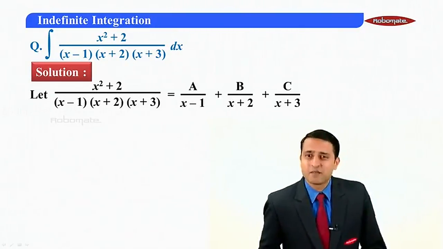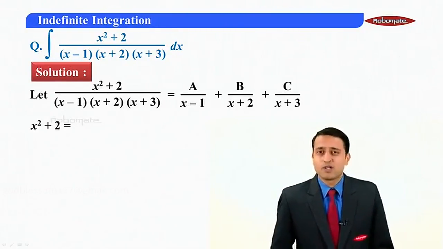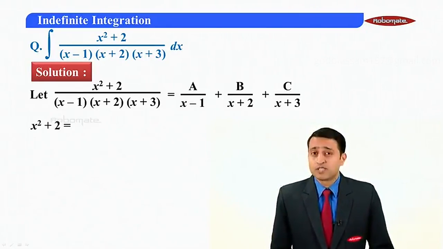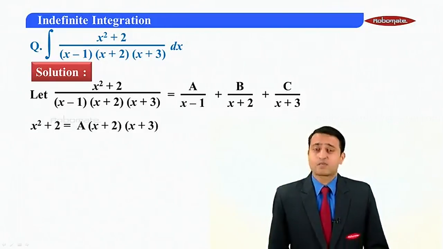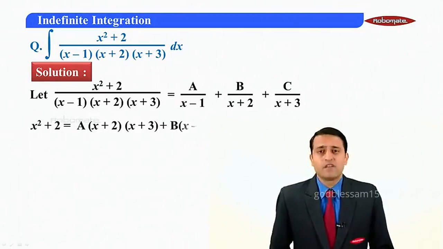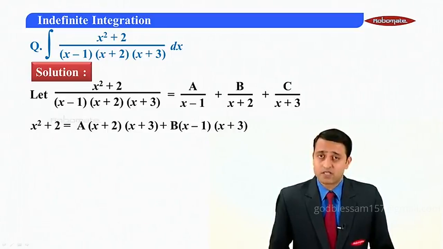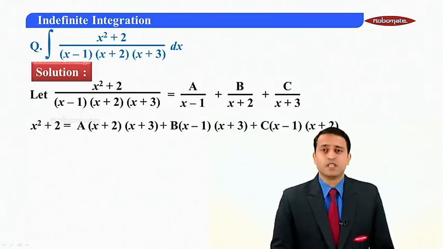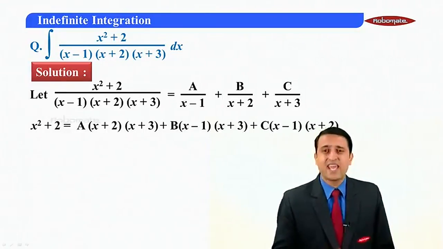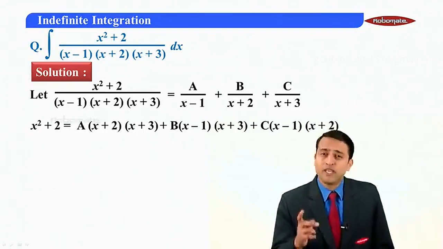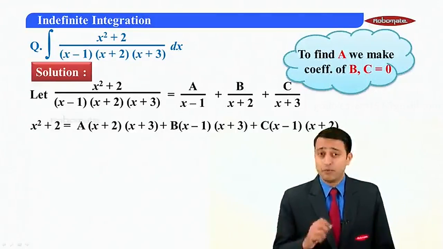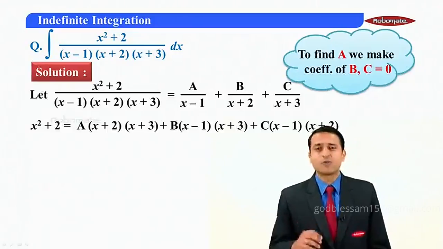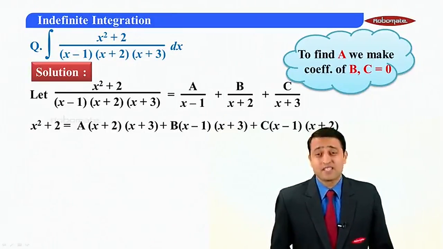We will take LCM. So we will write x² + 2 is equal to. Now when I take LCM, a will be multiplied by 2 terms, precisely (x + 2) and (x + 3). Likewise, b will be multiplied with (x − 1) and (x + 3), and c will be multiplied with (x − 1) and (x + 2). Now my dear students, to find a, I have to make both b and c 0. Now b and c should be 0 means their coefficients should be 0. How to make coefficient of b and c 0?